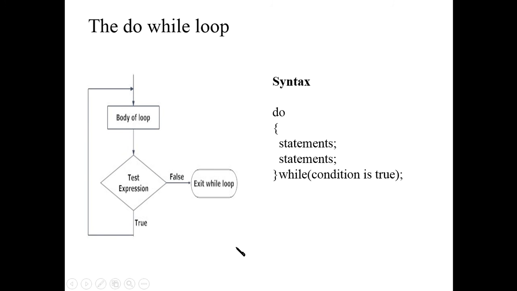Next is the do while loop. The do while loop is one where the loop statements are executed at least once even if the test expression is false. The syntax of the do while loop is: do, set of statements, and while condition is true.